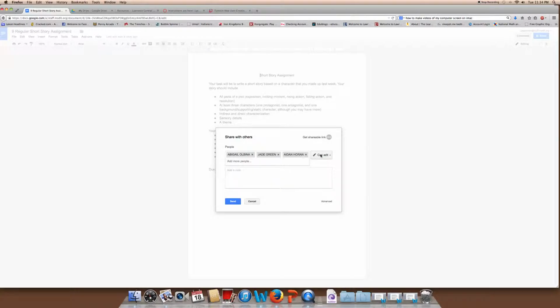Make sure that this is set to can edit, okay? Because you want them to be able to make comments and suggestions on your paper. And then you just click the send button, and I'm not going to do that right now because they don't need to have this in their inbox.